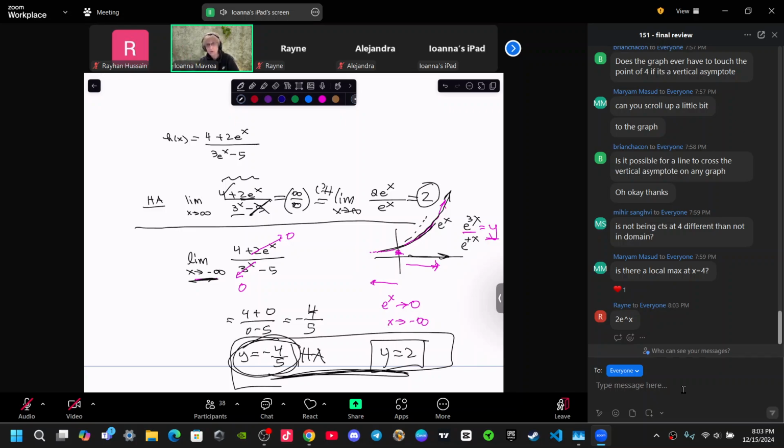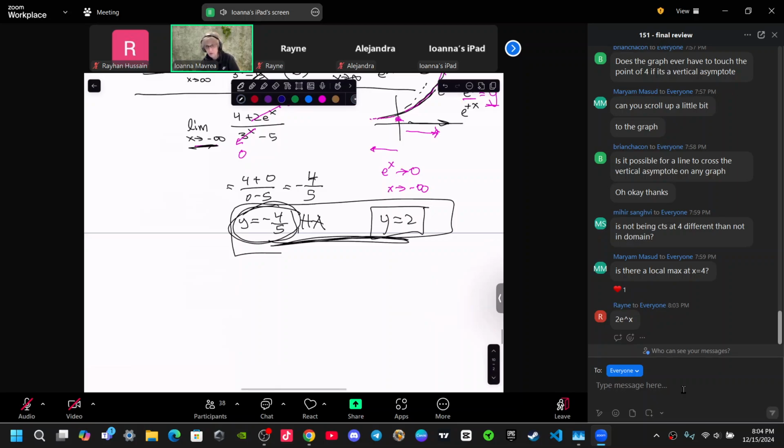Y equal 2. You're not going to say 2 and negative 4/5. These are not asymptotes, these are numbers. An asymptote is a line, it's an equation of a line, right? So these are the horizontal asymptotes.